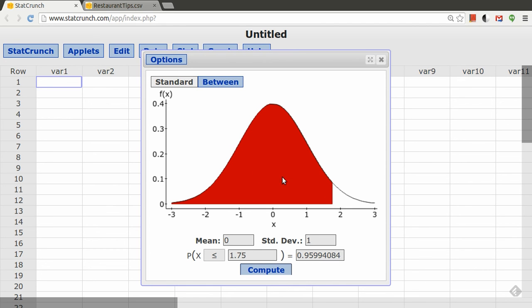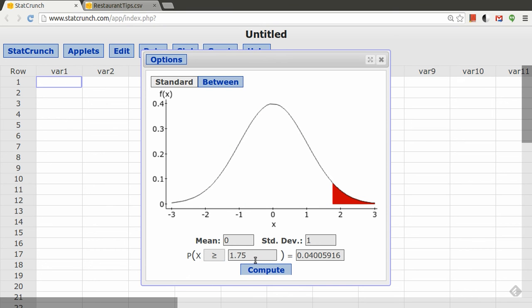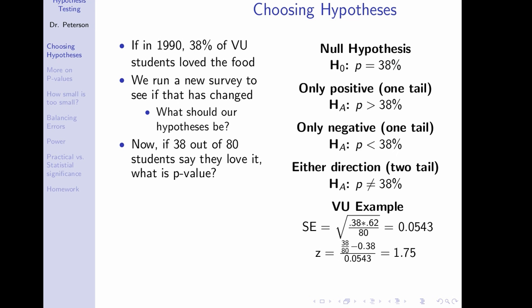Now note that includes the body of the distribution, not just the tail. I want to invert this to get greater than, and now I see that I have a p of 0.040059. Now if we consider how our alternative affects that, if we have a positive-only alternative hypothesis, our p is slightly less than 0.05. We might say that's a fairly rare occurrence, less than 1 in 20.